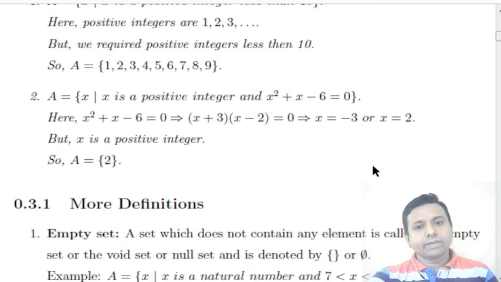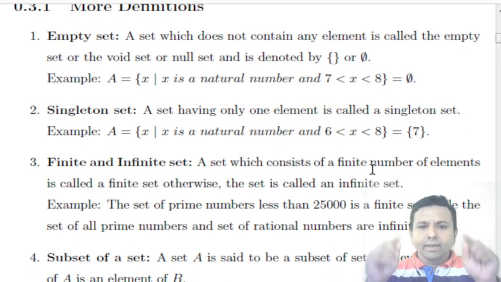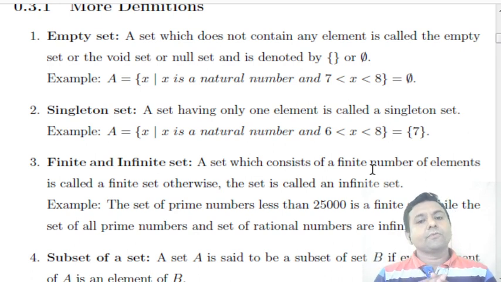Now here we have more definitions regarding a set. The empty set: a set which does not contain any element is called the empty set. It may also be called the void set or the null set, and is denoted by empty braces, meaning there are no elements, or we can say phi, the empty set. Here is the example: the set of all x such that x is a natural number with the condition 7 less than x less than 8. A natural number lying between 7 and 8 doesn't exist. So the answer is what? The empty set phi.